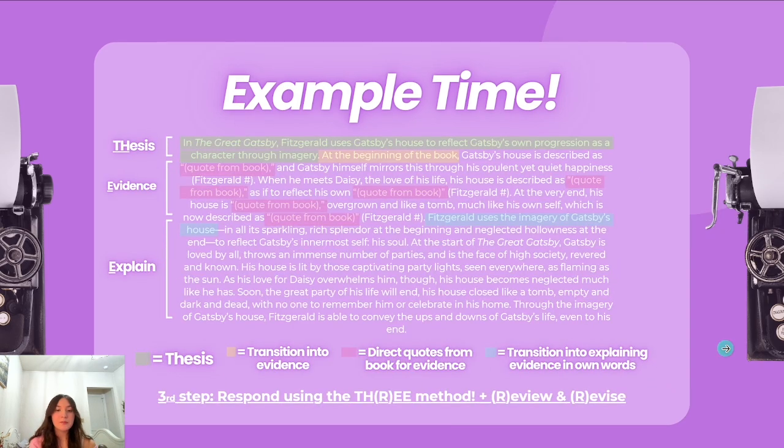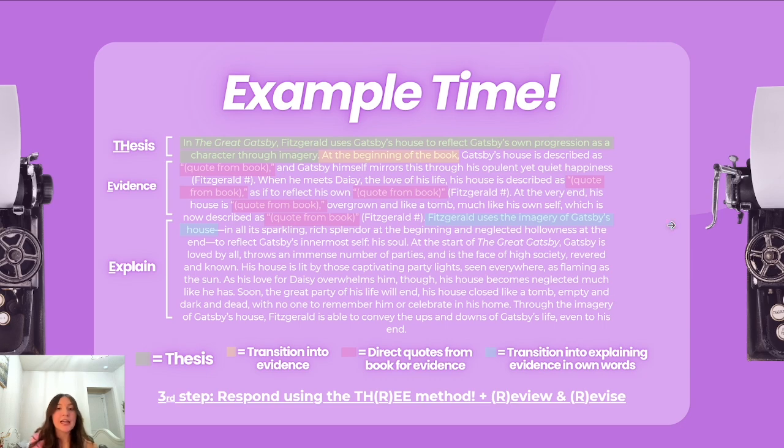So the third step for this example is respond using the 3 method and also reviewing and revising at the end. So I went ahead and I responded to this prompt and we're going to go through it together. The first part of the three method is a thesis. And my thesis was, in The Great Gatsby, Fitzgerald uses Gatsby's house to reflect Gatsby's own progression as a character through imagery.